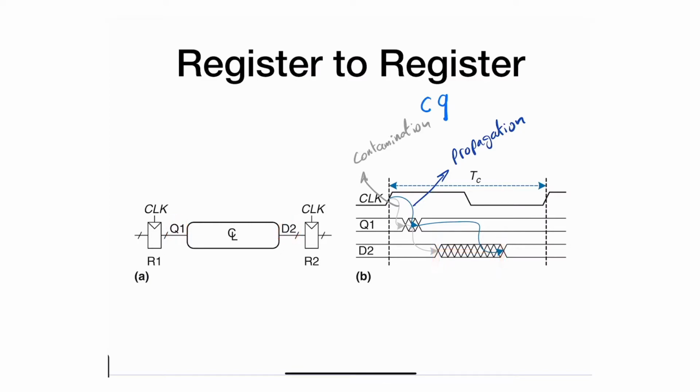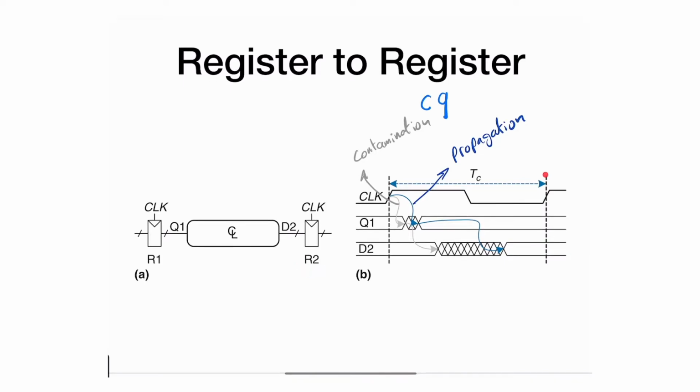What we do care about is the following. D2 is the input for register 2. What I care about is that at the next active edge of the clock, I need to make sure that this signal is stable so that it doesn't violate timing constraints, whether it's setup time or hold time for the second register. Everything we discussed so far is the first register generated Q1, and then the combinational logic generated D2. Now I want to make sure that this D2 signal is stable within the aperture of R2.